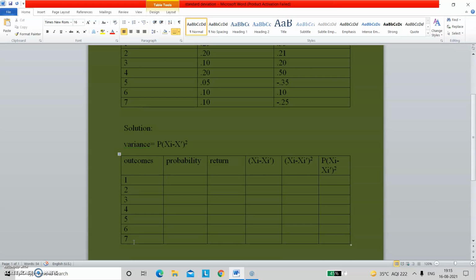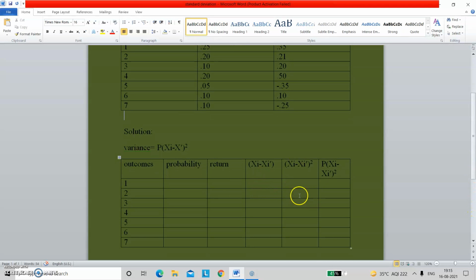And the probability for each of these outcomes is, first 0.25, then 0.20, then 0.10, then 0.20, then 0.05, then 0.10 and last 0.10, right? Return over here is 0.35, 0.21, 0.20, 0.50. Then minus 0.35, then 0.10 and again last is minus 0.25, right?